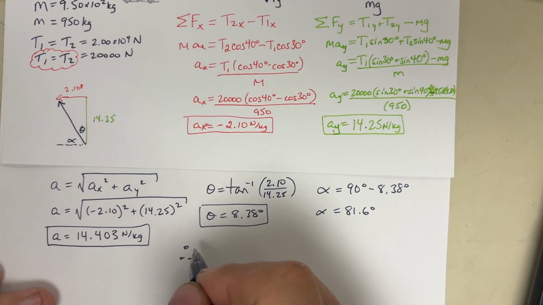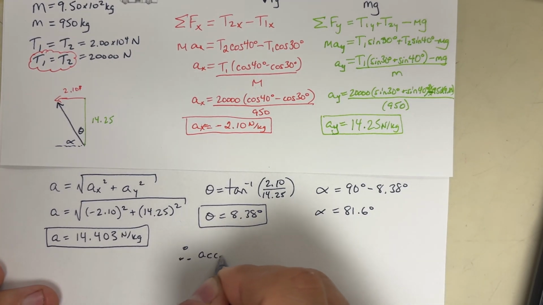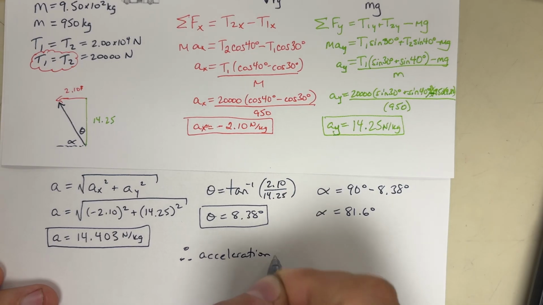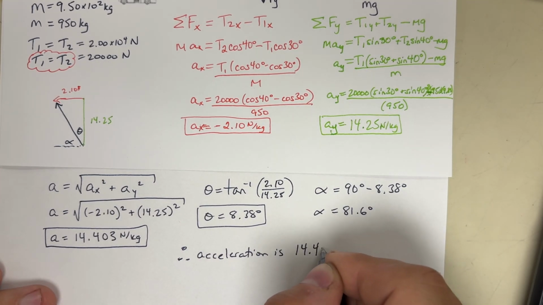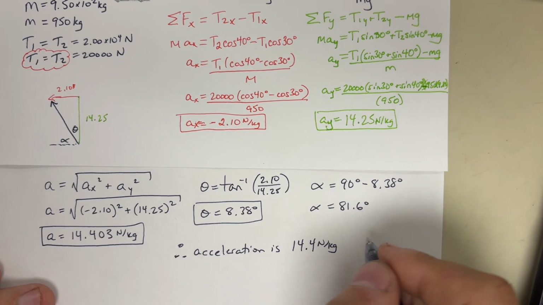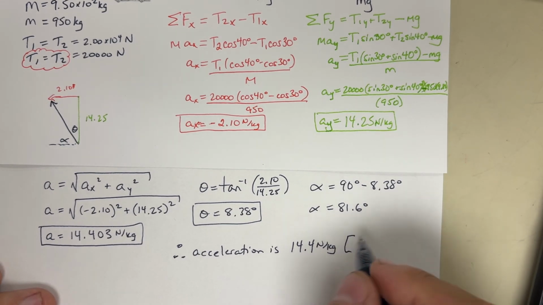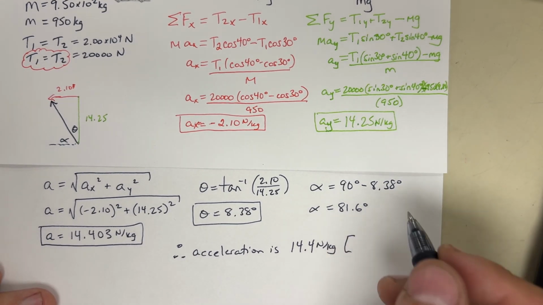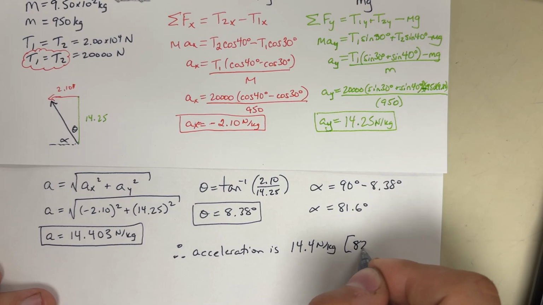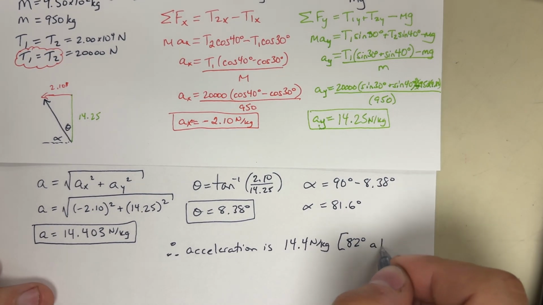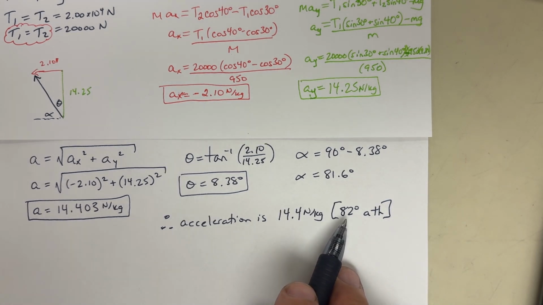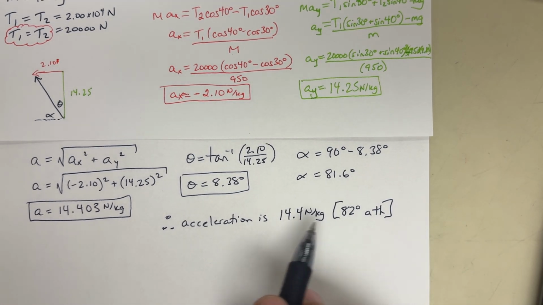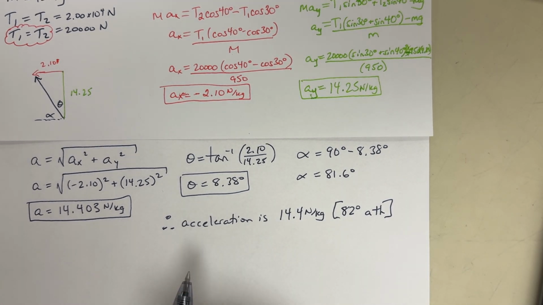So I can say, therefore, the acceleration is 14.4 newtons per kilogram, or meters per second squared, and we're going about 82 degrees above the horizontal. Okay, so I'm going to keep my angles at 2 significant digits, and I'll keep my other values at 3 moving forward. And that's the answer to the last one.